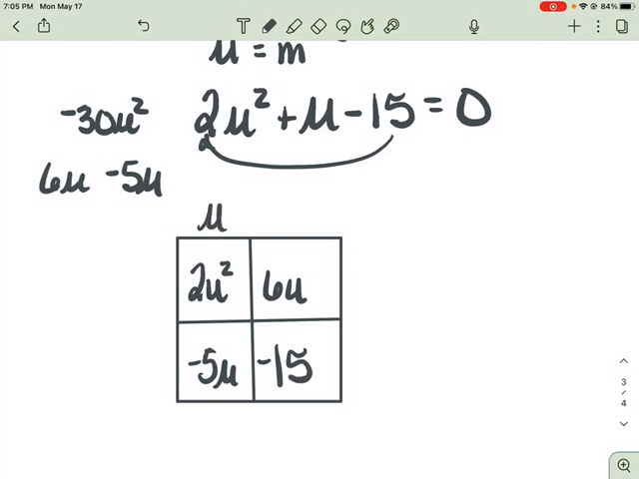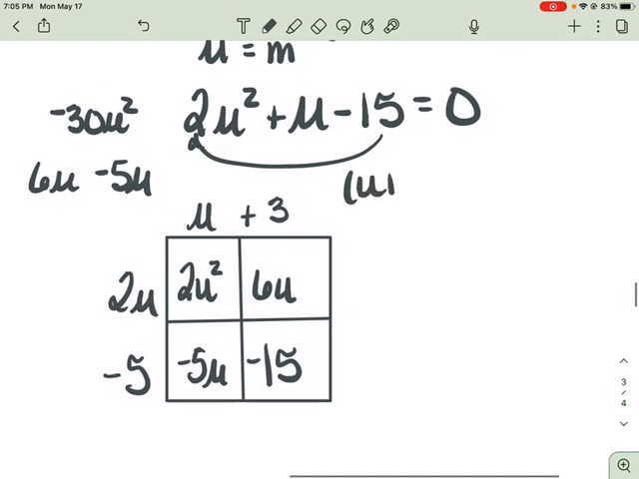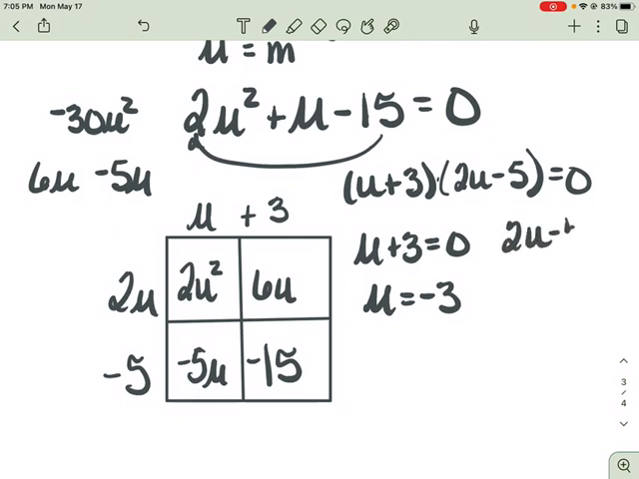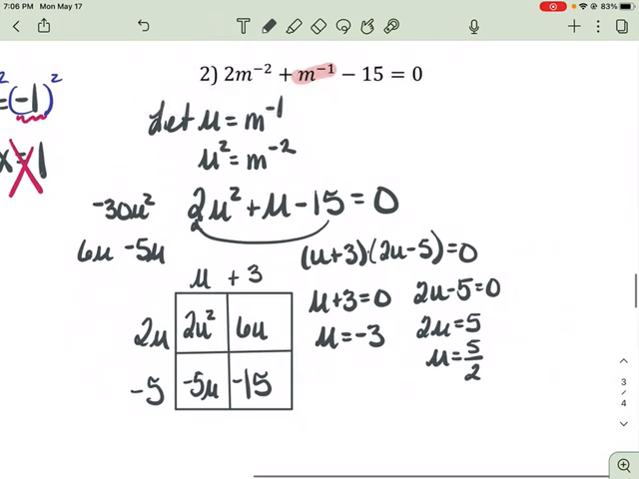Okay, up I get u plus 3, 2u minus 5. Okay, so u plus 3, 2u minus 5. Okay, so set them equal to 0. Okay. All right, so no big deal there.